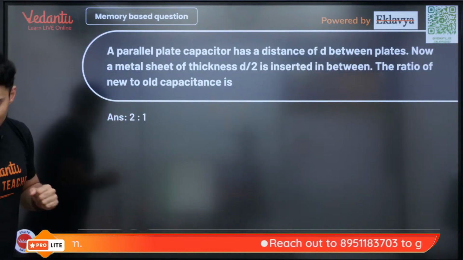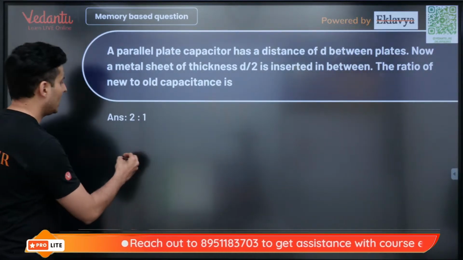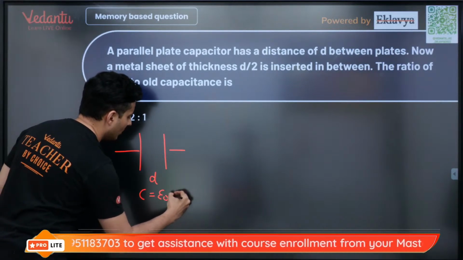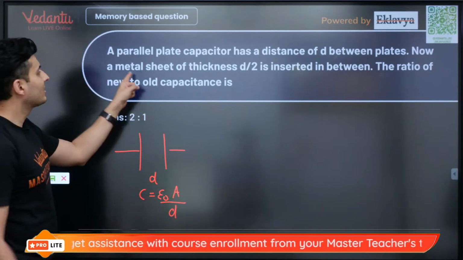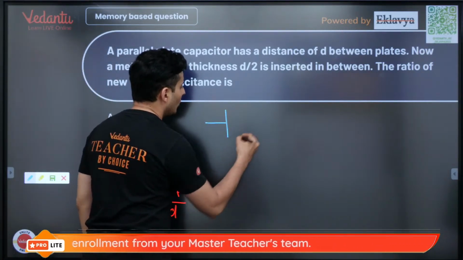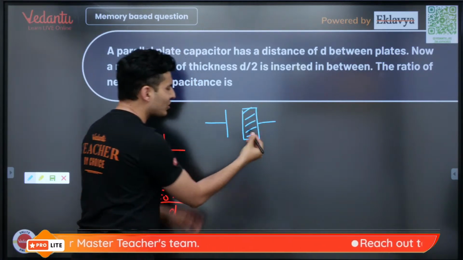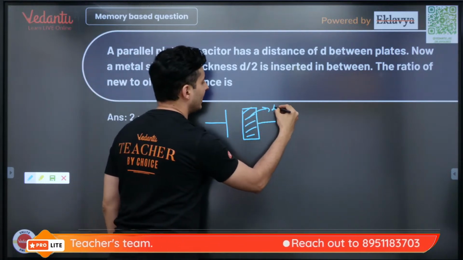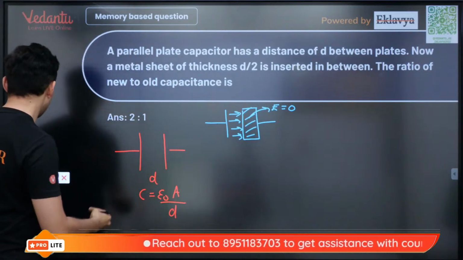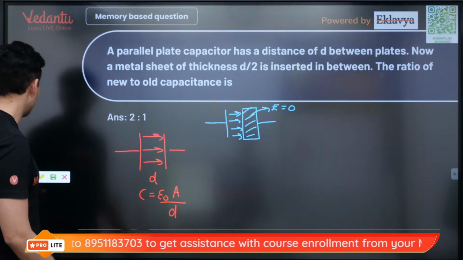Next question on parallel plate capacitor. Let's try to do this. So there was a capacitor and there is a distance d between the plates. So the capacitance will be epsilon naught area by d. Now it said that a metallic sheet of thickness d by 2 is inserted in between. So if you add some metallic sheet of thickness d by 2, it's as good as it is not there, because the field inside the conductor will be 0. Electric field is only there in between over here, just like over here the field is there between the plates separated by distance d.